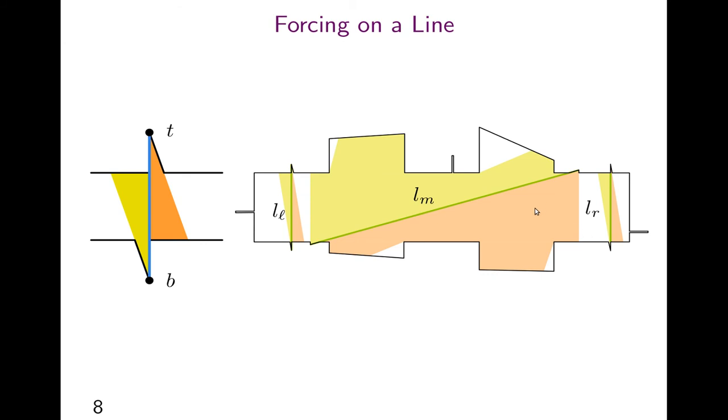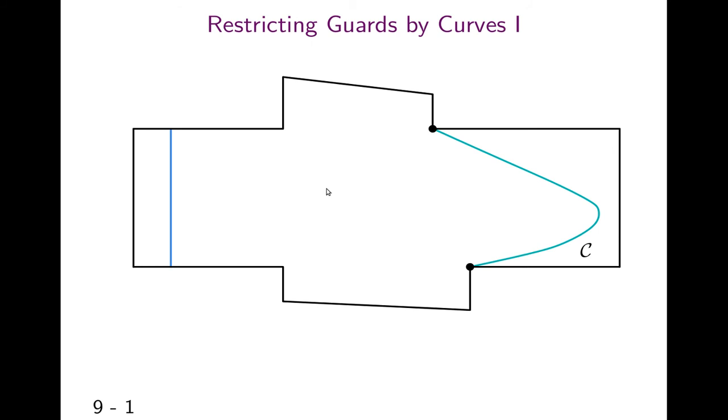Okay, so this is that. We can force guards on lines. That's the first trick we need. The second trick we need: we want to force guards on curves, ideally. Well, we cannot do that, but we can at least force guards to be on the left of some curve. And we don't have full control over how this curve looks, but at least we can do it for some curves.